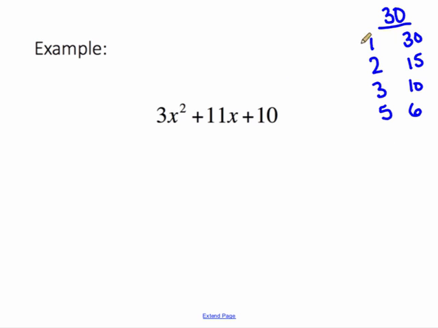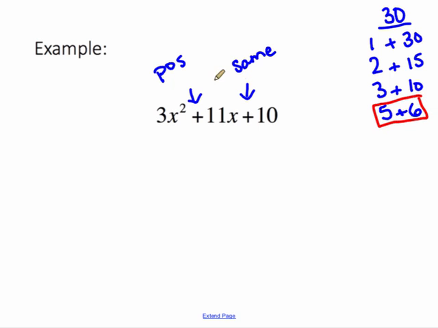All right, now we use the signs to tell us about our factors. This tells us that the signs are the same. This plus tells us that both of them are going to be positive numbers. So everything here is positive. Now, do you remember what we do next? We look through our pairs of factors and we find the pair that has a sum of that middle term. So we're looking for 11. 5 plus 6 equals 11.